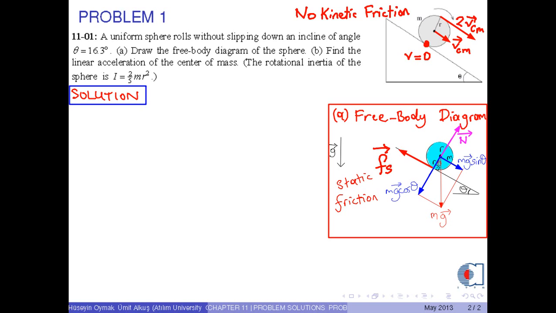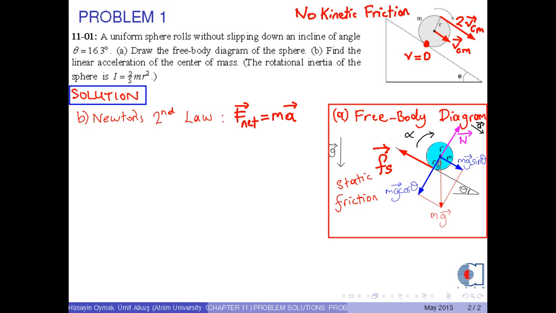Because the sphere rolls down, angular acceleration is drawn like this. Consequently, the linear acceleration vector a is depicted like this. And that's all for the free body diagram of the sphere.